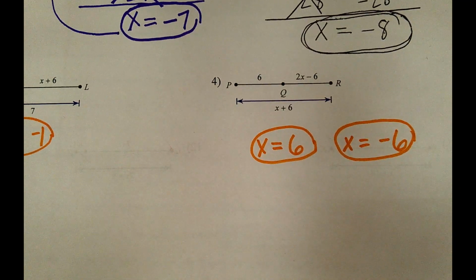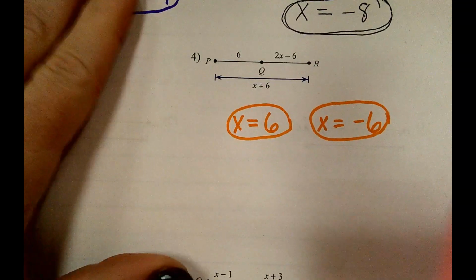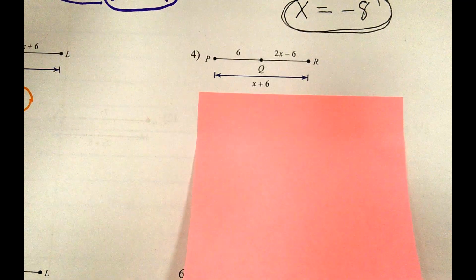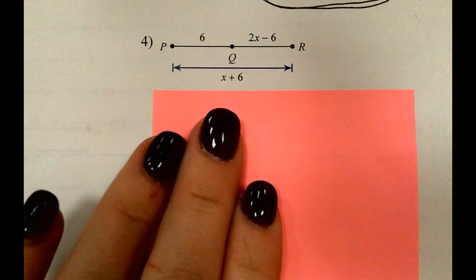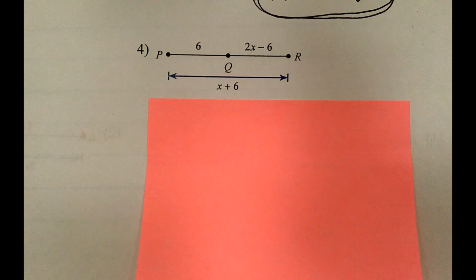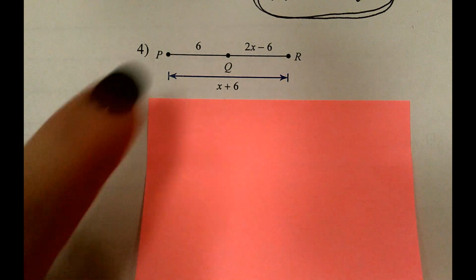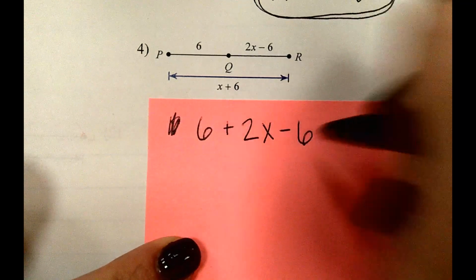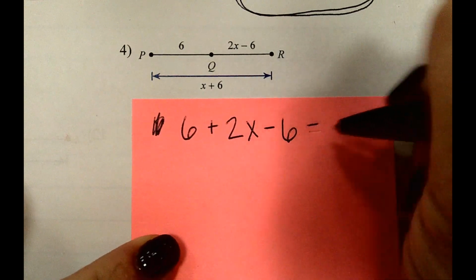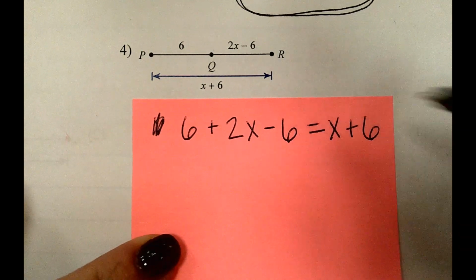Okay, so let's see. I am going to write out this problem on a sticky note. First, let's see how we would set this up. How would I write this equation to solve for x? What would I start with here? 6 plus 2x. Yes, 6 plus, what am I doing? 6 plus 2x minus 6 equals x plus 6. Perfect.